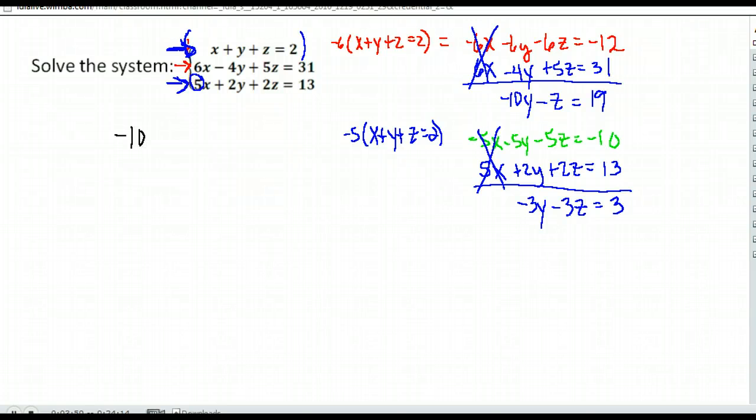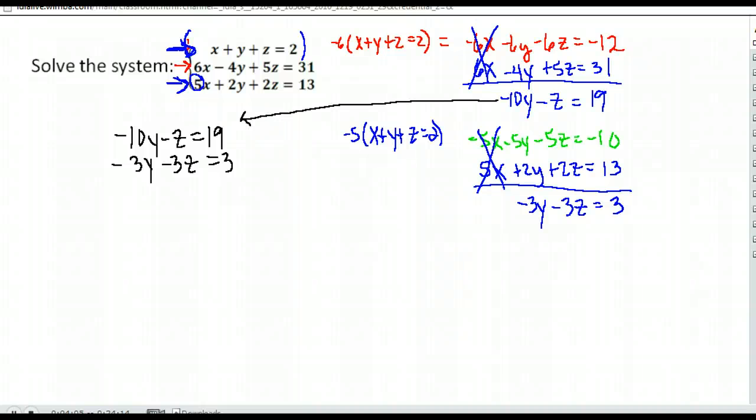I have 2 equations with just 2 variables, and we're used to solving these, so it's not quite such a headache. Okay? So now I have -10y minus z equals 19, my result from the first trial, and -3y minus 3z equals 3, my result from my second trial there.